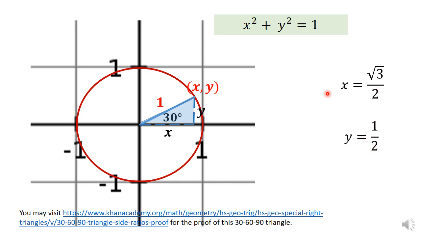Again, we recall that x is equal to cosine of the angle here, which is 30 degrees, and y is equal to sine of the same angle, sine 30 degrees. So that is where cosine 30 degrees and sine 30 degrees come from.